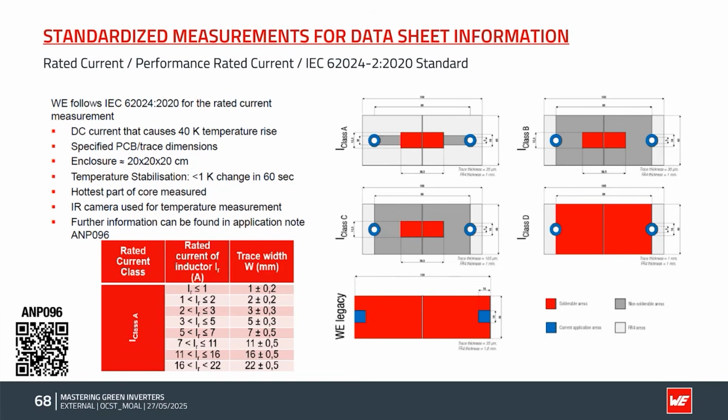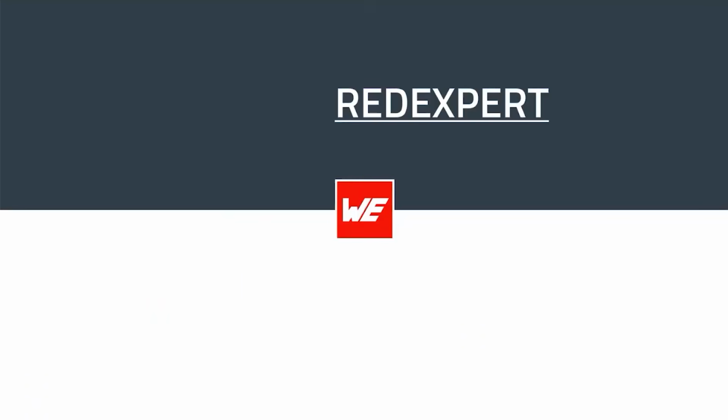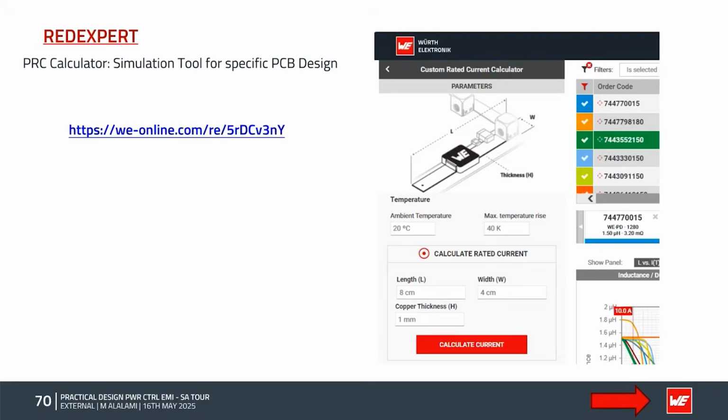So how do we resolve this? How can we get out of this, because you're using a much smaller board, a much thinner track, a lower ounce board? That's what you get on the next slide, again, with Red Expert. And if we can have one more slide, please. Yeah. So I've included a link here for what we call the performance rated current custom current calculator.